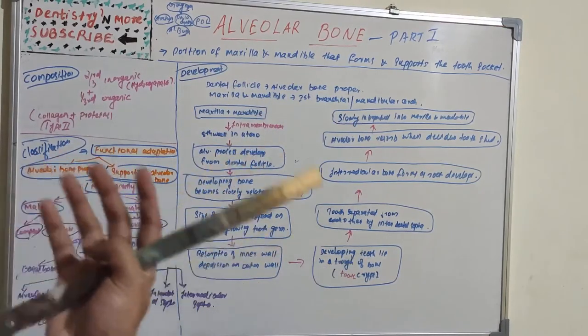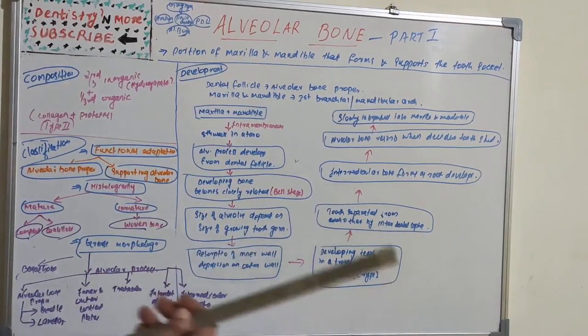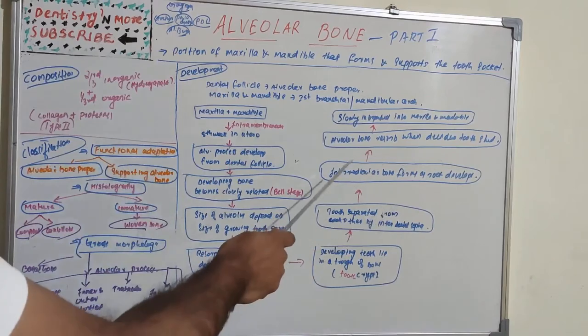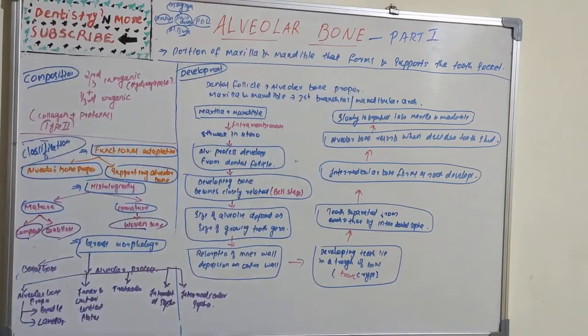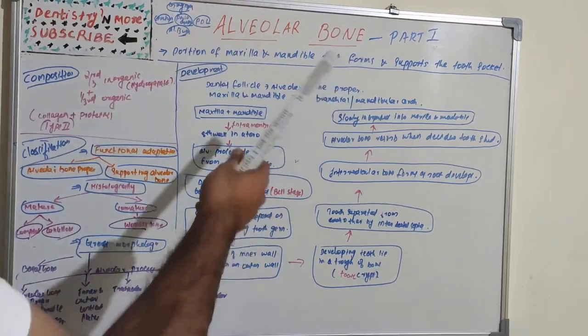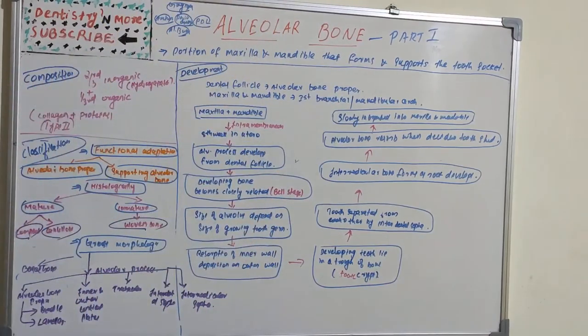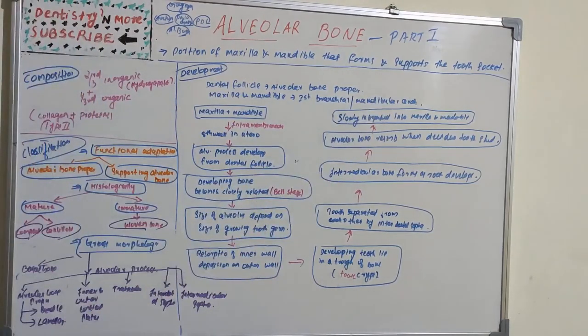And these teeth lie in a trough of bone, which is known as the tooth crypt, and these teeth are separated by the interdental septum and interradicular bone, which separates the different roots of a multi-rooted tooth. The deciduous tooth's alveolar bone automatically resorbs, and it slowly gets incorporated into the body of the maxilla and mandible and becomes a single bone. Now let's move on to the classification.